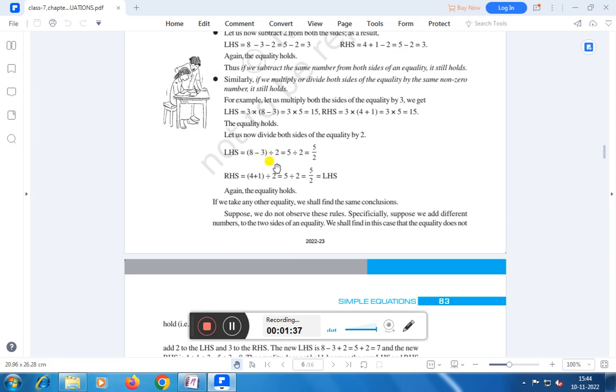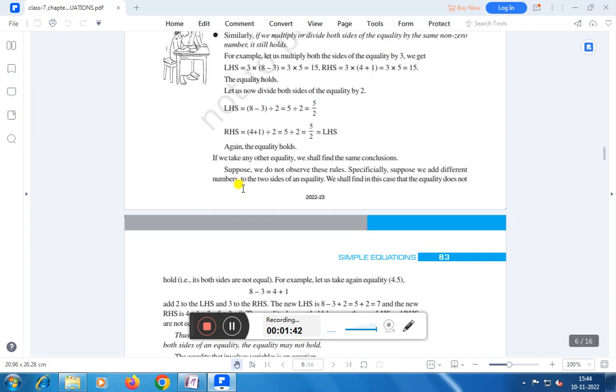Let us now divide both sides of the equality by 2. 8 minus 3 divided by 2, 5 divided by 2, that is 5 by 2. Right hand side is 4 plus 1 divided by 2, that is 5 by 2 again. Again the equality holds. If we take any other equality, we shall find the same conclusion.